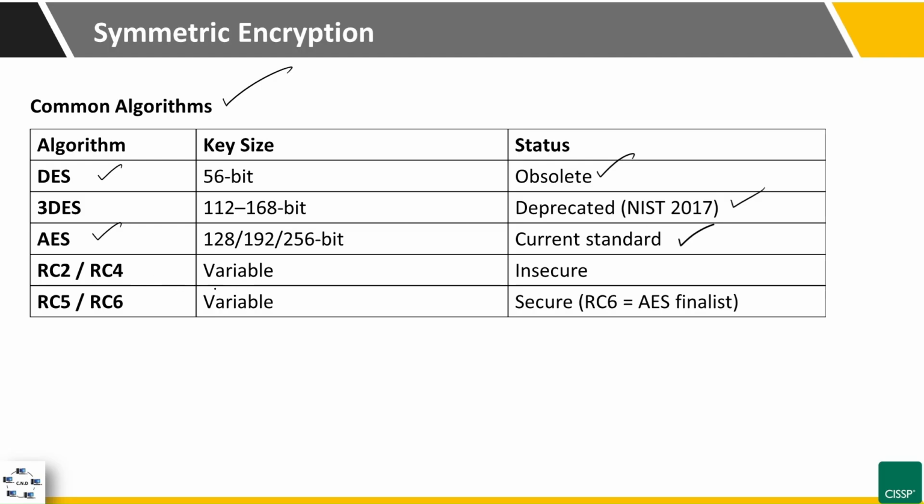RC2 and RC4 key size is variable. It is also insecure and should not be used. RC5 and RC6, again, their key length is variable. It is secure, and RC6 was basically a finalist during the selection of AES, or you can say it is as strong as AES.